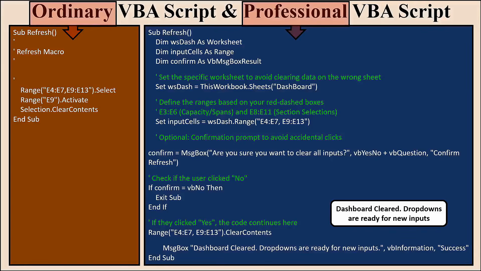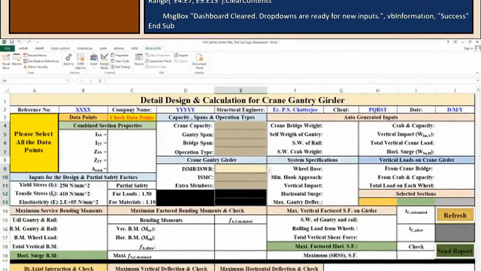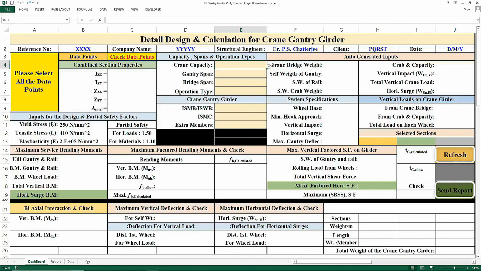So, here we have finished the explanation of the professional VBA script for refreshing. Now, we will copy this professional script and paste it over the ordinary VBA script. To do that, we have to return to the Excel sheet. Now, by the help of the drop-downs, I am re-entering the variable data to prepare for the test.